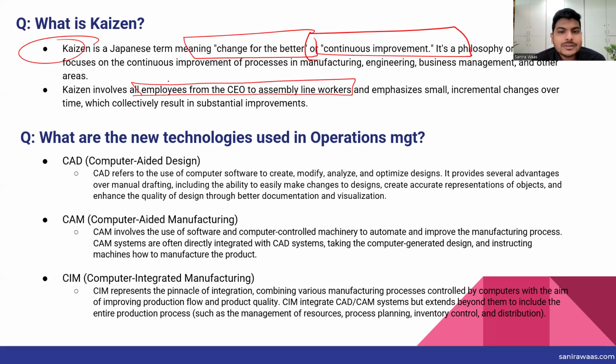Then, what are the new technologies used in operations management, right? You know what is CAD? CAD means computer aided designing, where you use technology to design things, right, in a more advanced and more analyzed and more modified manner. Then computer aided manufacturing is where you use CAD designs, maybe other designs, and are involved with computer controlled production, right, manufacturing systems.